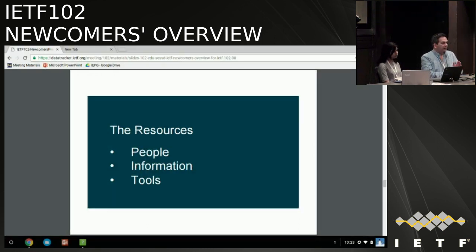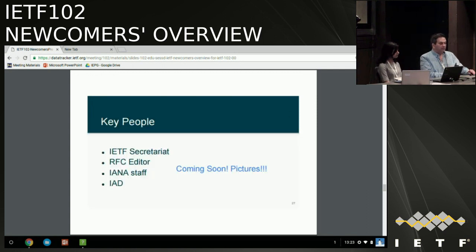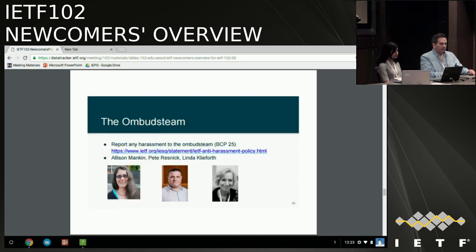I'm getting close to the end, and now the slides are going to get what we call more like eye charts, which is it's full of text. But I do want to mention this. We strongly believe in no harassment here. The word Ombudsteam is a mixture of ombudsman and team, so it's sort of glommed together. It's a made-up word. These people, going left to right, Allison Menken, Pete Resnick, and Linda Clyworth.